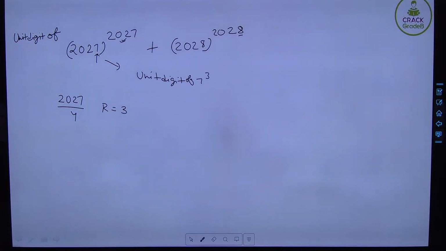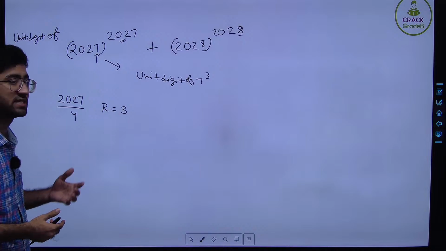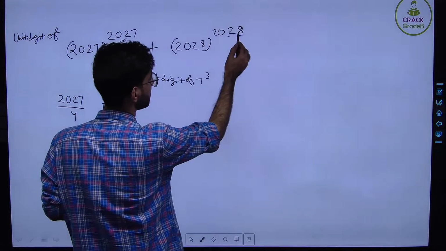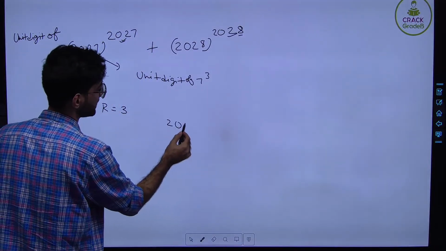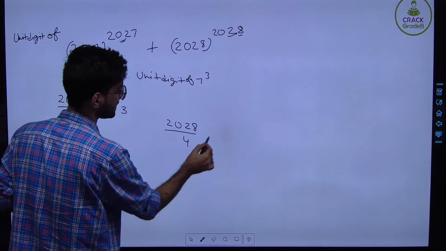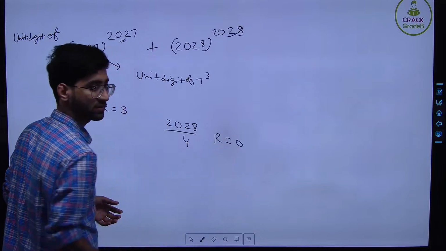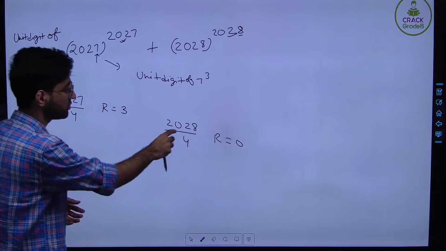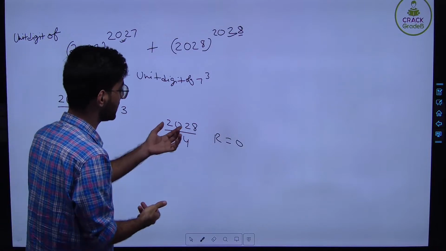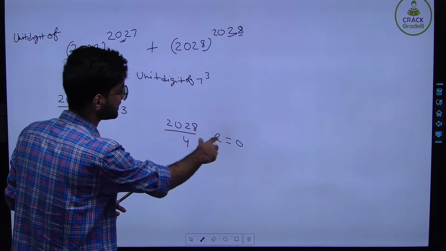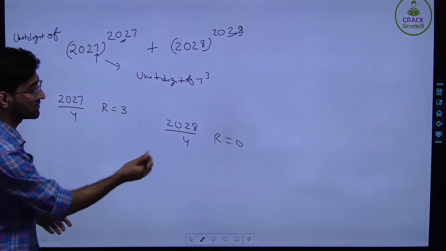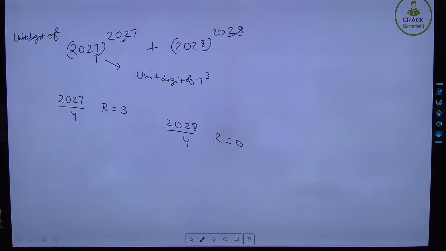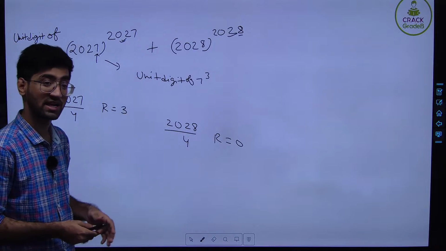Then let us think about this unit digit again. 8 is at the unit place, right? What is the cyclicity of 8? Cyclicity of 8 is 4. Means now you have to divide 2028 by 4 and the remainder will be 0, right? You must be able to divide, right? See, it is okay to use pen, or it is okay if you can find the remainder without using pen, right? So the remainder will be 0, right?